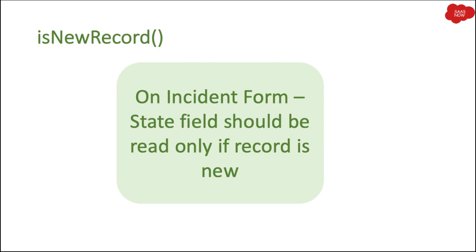Next is isNewRecord. This is another method with which you can validate whether the current record is a new record or not. New record means when you click on create new and you're not saving the form. Until and unless you save the form, it is a new record. If you want to check whether it's a new record, you mention g_form.isNewRecord. It will return true if the record has not been saved yet. That is what you can utilize isNewRecord for.